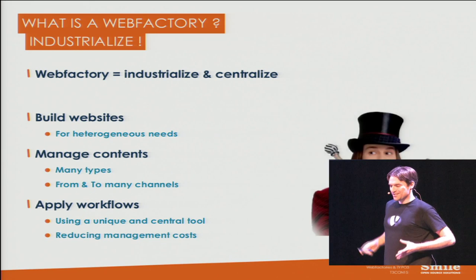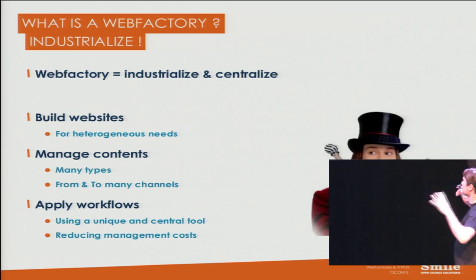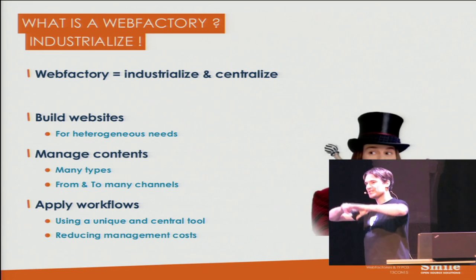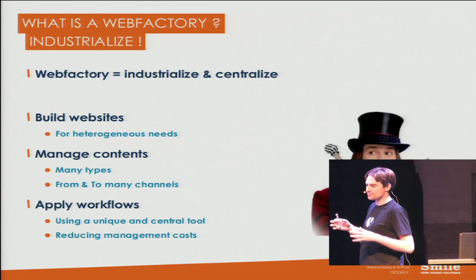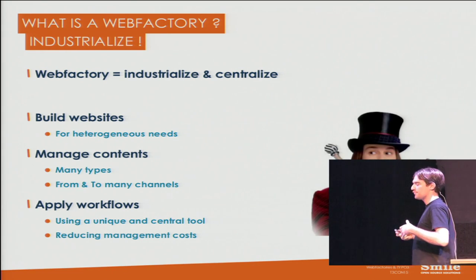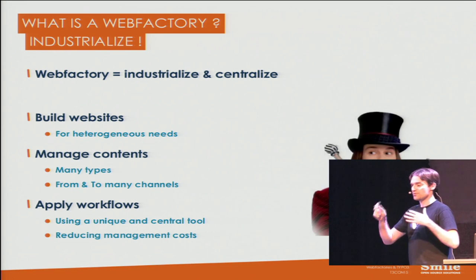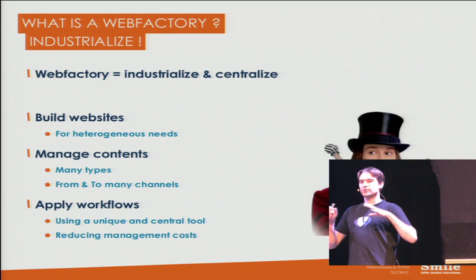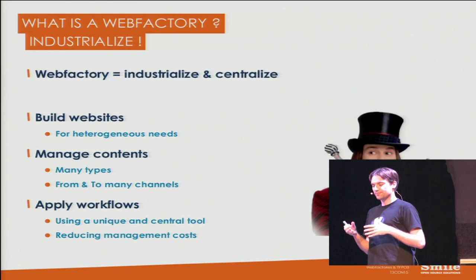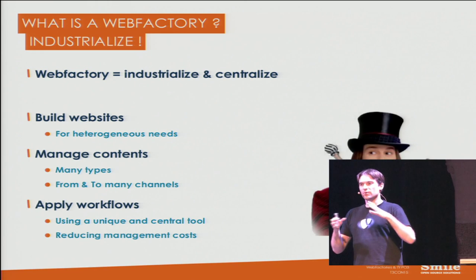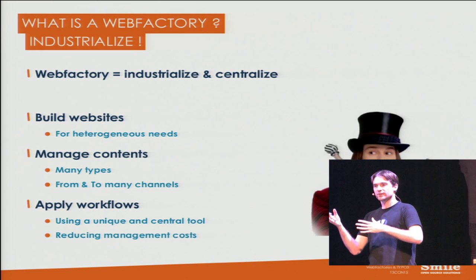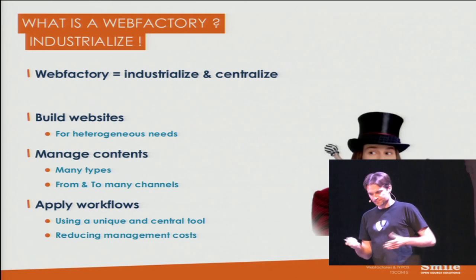If it's not complicated enough, we just try to industrialize it, because we have all these kinds of things, and we want to centralize them to have better management, to build websites with all these heterogeneous needs, then manage the content from one website, push it to another website, to another channel, and also to apply the workflow to all these actions. When I push one website to another one, this is a workflow.